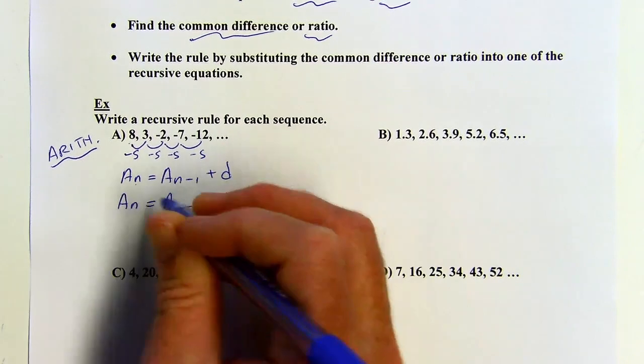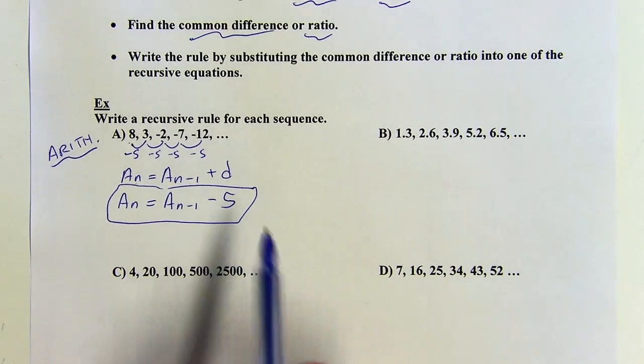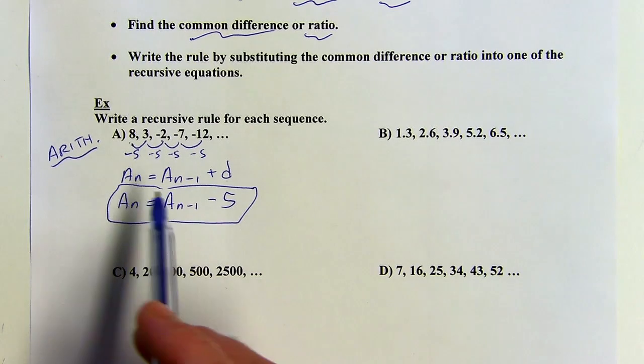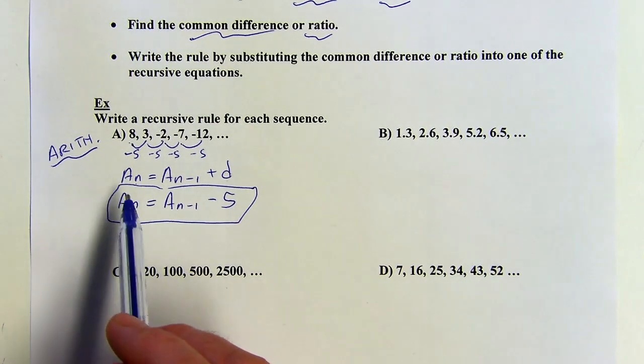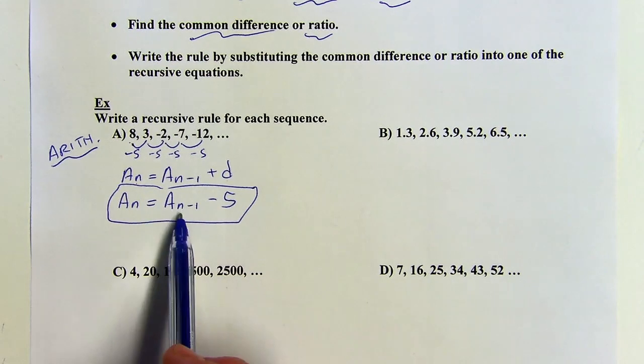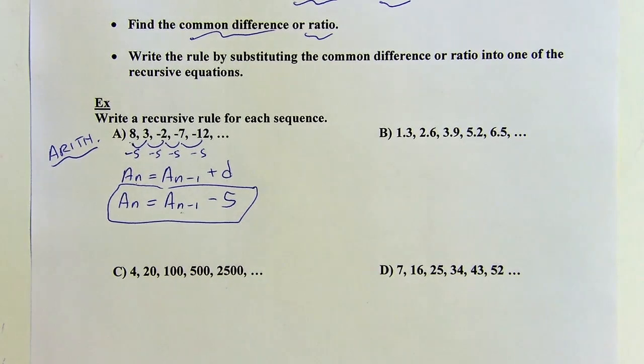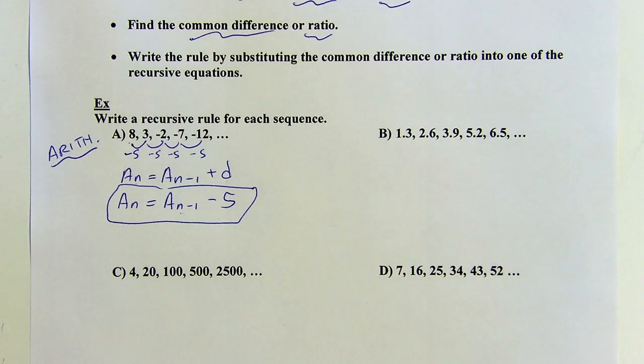So I'm going to write it like that. Okay, so it's always going to be my previous term minus 5 to get from term to term. And it works here, right? You can try it out. If you wanted the first term, well, I guess for the first term you'd have to plug in a 2 here to get the first term. But it's going to subtract 5 to get from term to term.